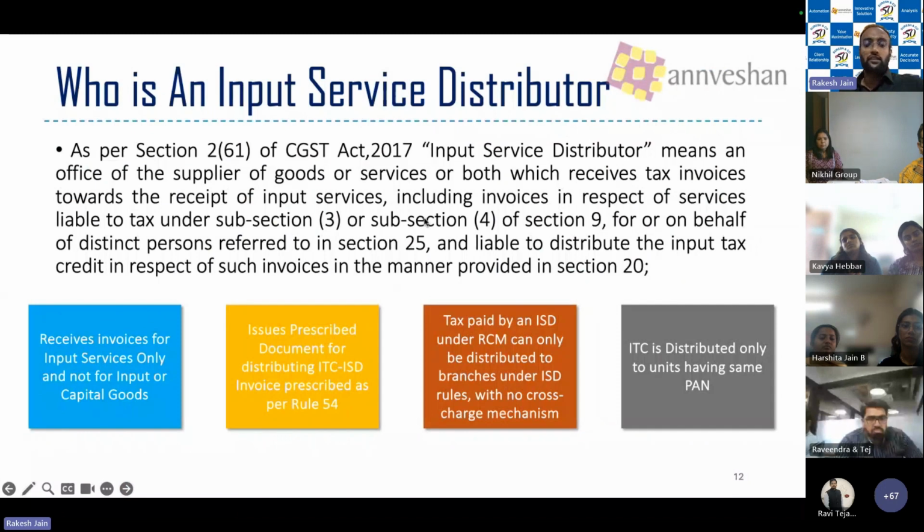Now, as part of the definition, I'll just quickly read. Input service distributor means an office of the supplier of goods or service or both, which receives tax invoices towards the receipt of input services, including invoices in respect of services liable to tax under subsection 3 and subsection 4 of section 9.